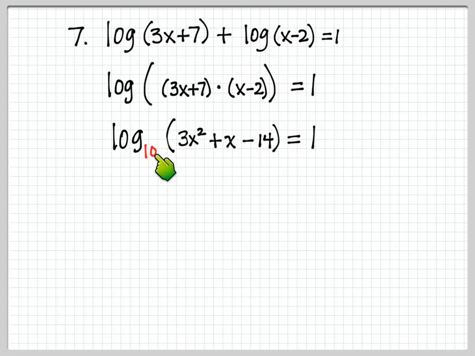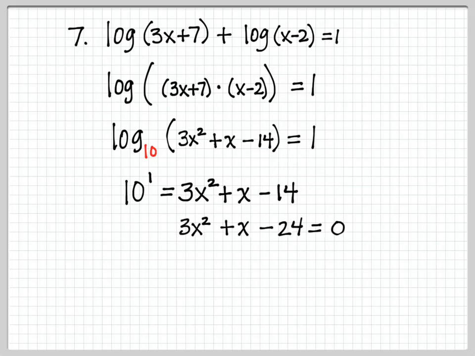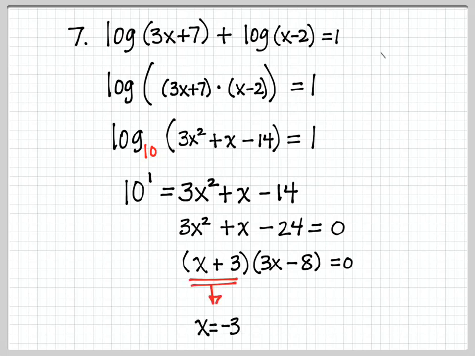Now we think of this as log base 10, so we're going to write that with the base to the power of 1. You get your base, you get your exponent, and then you have what it equals. So we've written the equation, and now we're just going to set it equal to 0 and factor to solve. With this first factor, we'd have x equals negative 3. The other one, x equals 8/3.